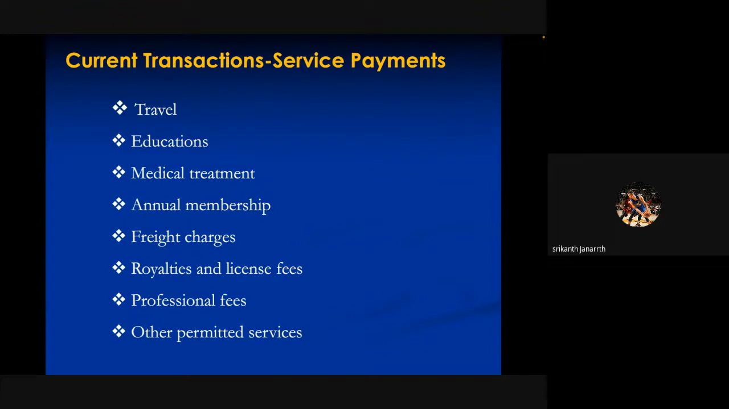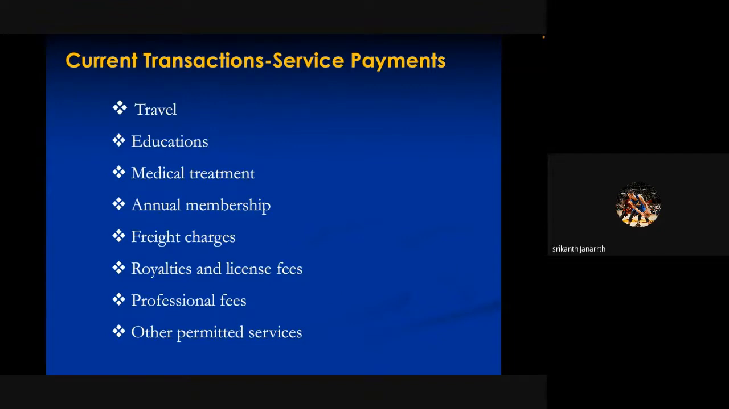There is no tangible movement of goods. In travel, you go, take the money and come back. Education, you are studying. Medical, you go for treatment. Not like importing a vehicle or exporting tea, where you can see the commodity. Those are commodities, and even that is considered a current transaction, right? That's what we say, goods or services. But here we are only focusing on services, all payments related to services.